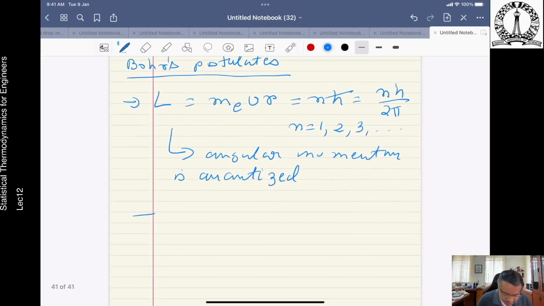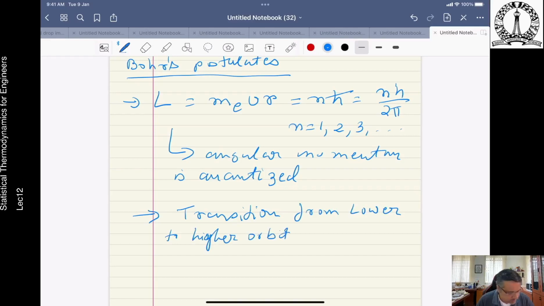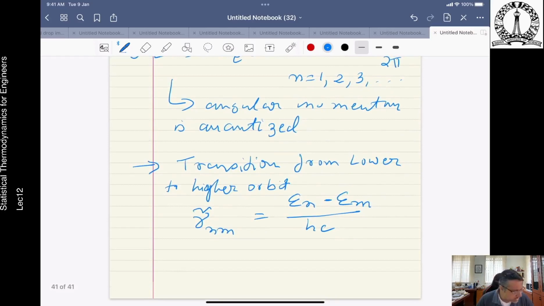And then of course the second one is that the transition from lower to higher orbit is given by, as we already saw, the wave number. It's energy En minus energy Em divided by hc. This is basically delta E. So this is the higher energy, and this is the lower orbit.